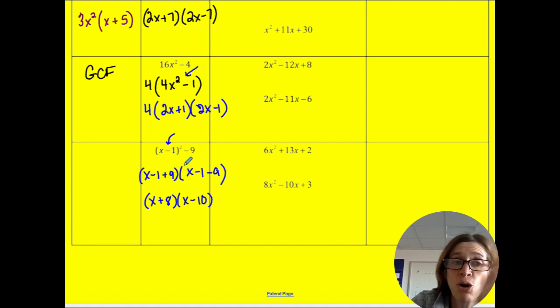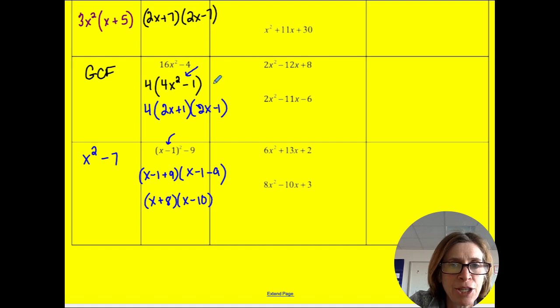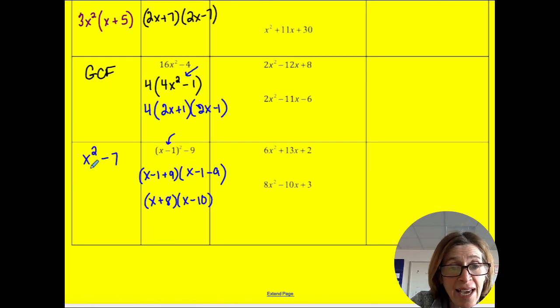Now, one thing I don't want you to get into a habit of is thinking that for the pattern, they have to be perfect squares. If I have 2 terms, maybe say x squared minus 7, you can actually factor that using the rule of the patterns. The pattern is that you're basically taking the square root of both terms, and that's what's going in the parentheses. So in a case like x squared minus 7, you actually could factor it. You could say x plus root 7 and x minus root 7.